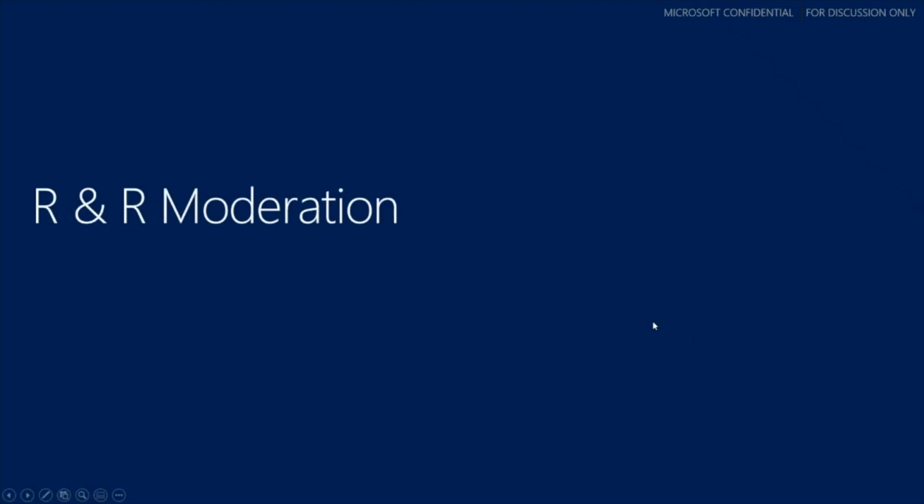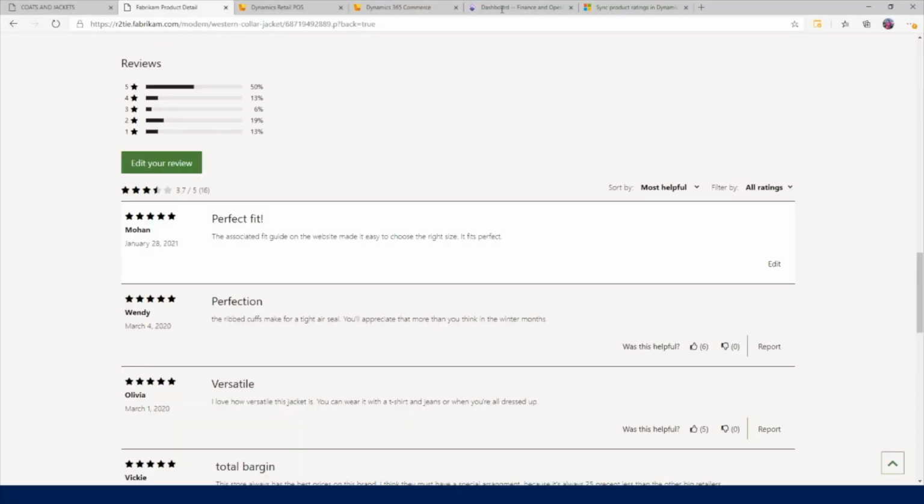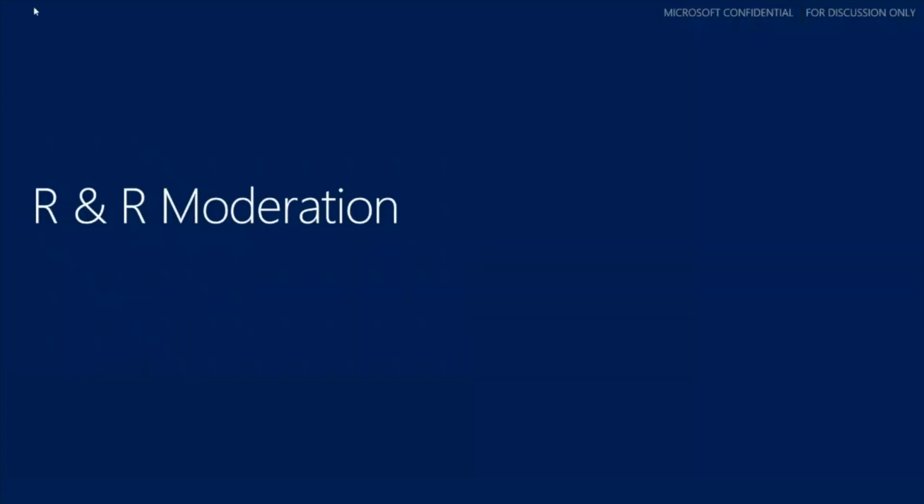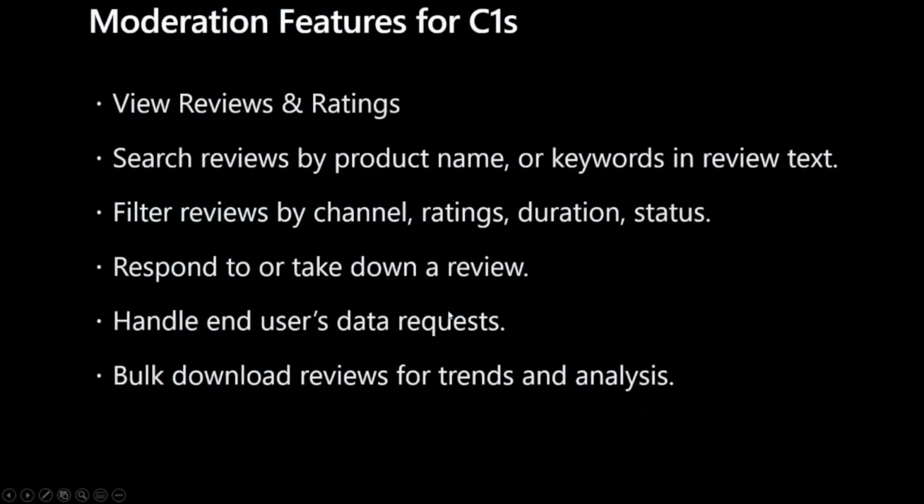And I want to show real quick the moderation tool functionality. As a moderator, you can view the ratings and reviews all up, as well as broken down by product and by duration, or age of the reviews, etc. And you can even search the reviews. You can filter the reviews, and you can respond to your reviews.